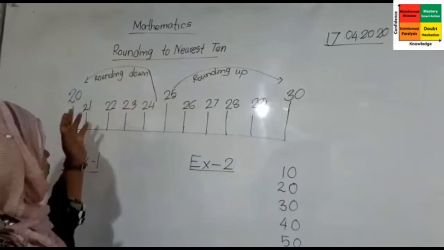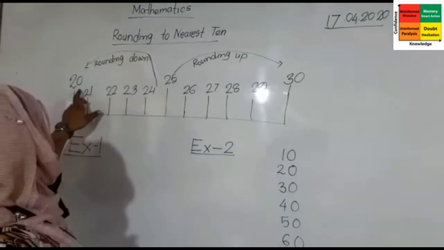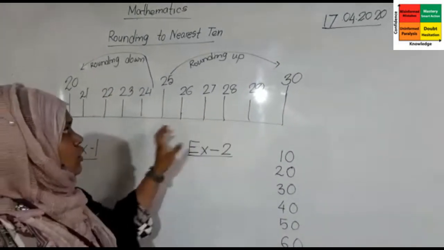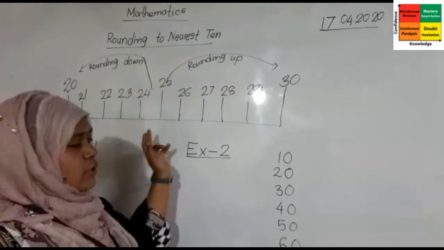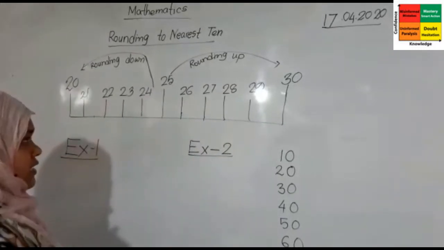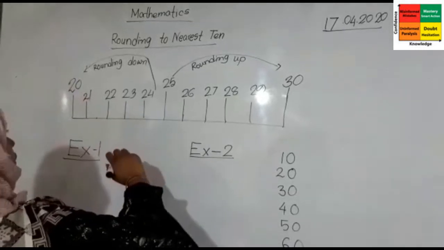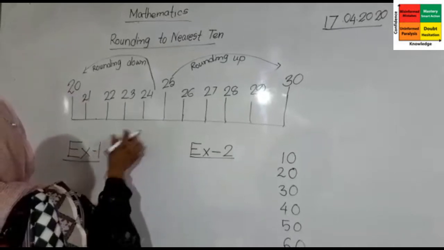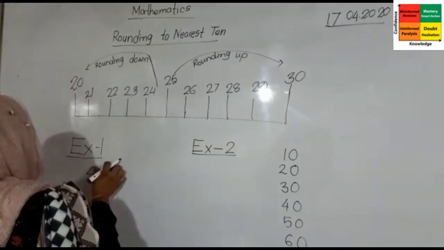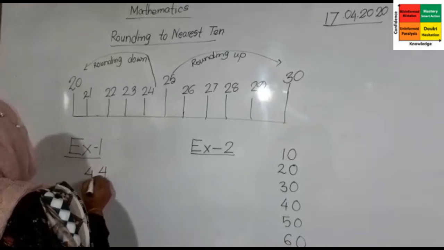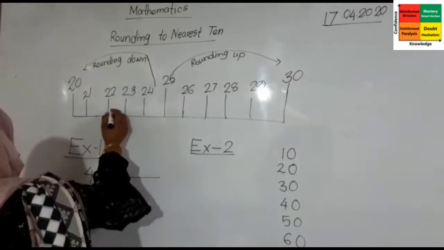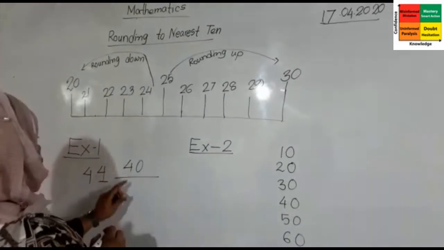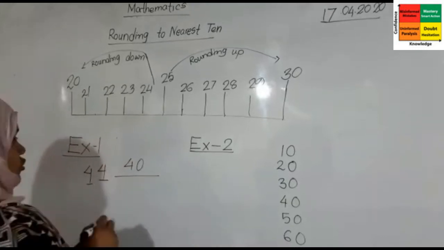So in reality, rounding to the nearest 10, you can see from 0 to 4, all the numbers will go to the previous 10. And from 5 to 9, all the numbers will round up. That means it will go to the next 10. I gave you the example already. It's like 44. This 4 comes from 0 to 4, so it will be 4 tens. It will remain at 4 tens, the same tens. The tens is not changing here.